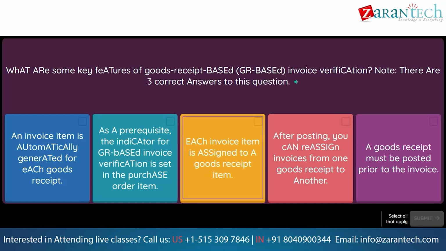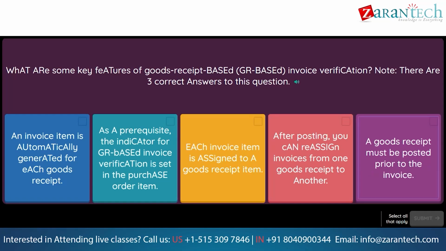Option 3: Each invoice item is assigned to a goods receipt item. Option 4: After posting, you can reassign invoices from one goods receipt to another. Option 5: A goods receipt must be posted prior to the invoice.